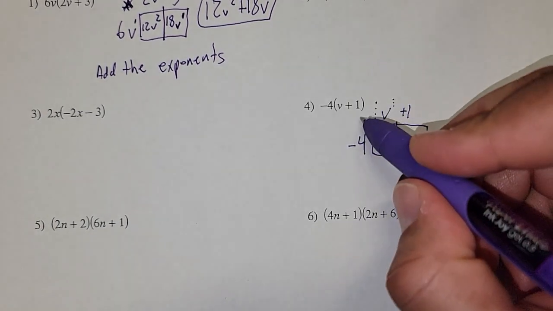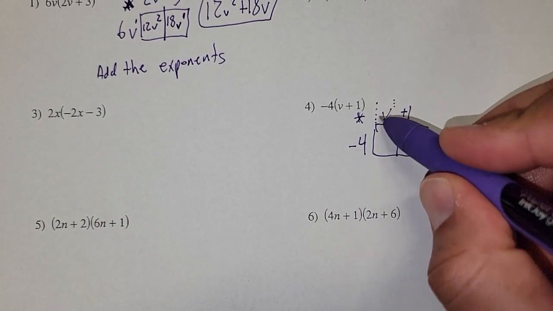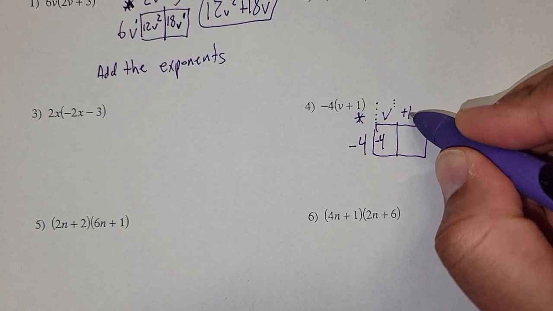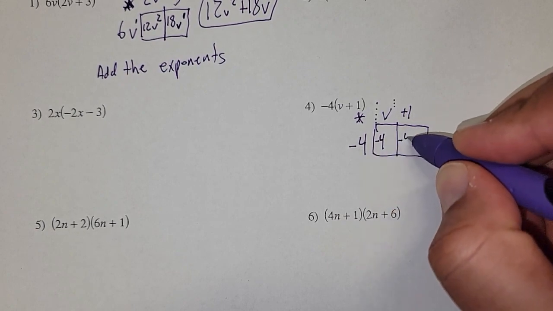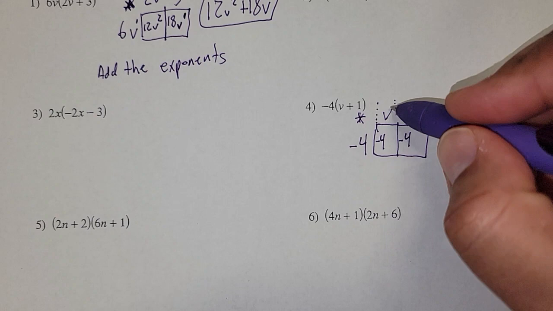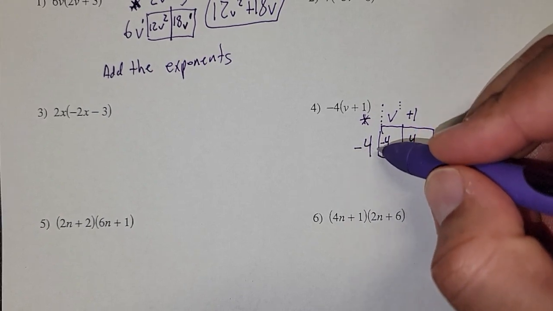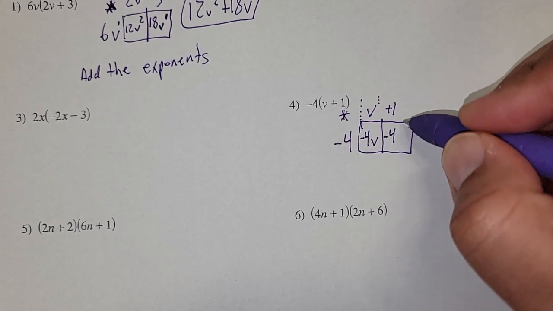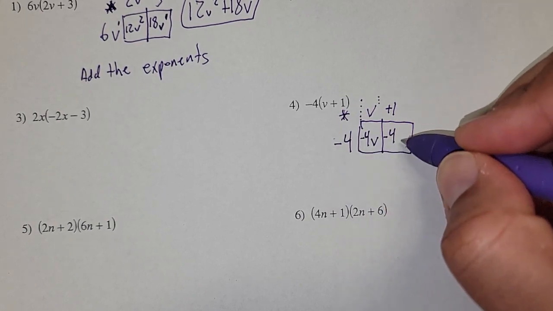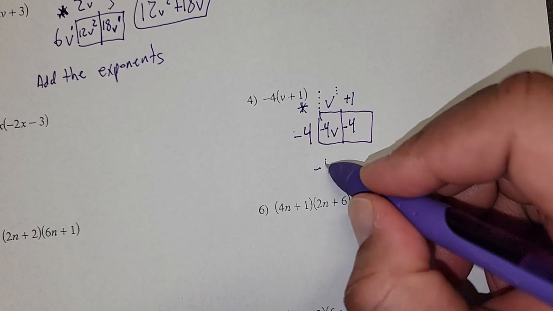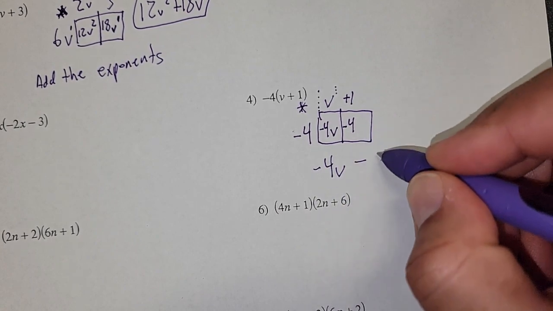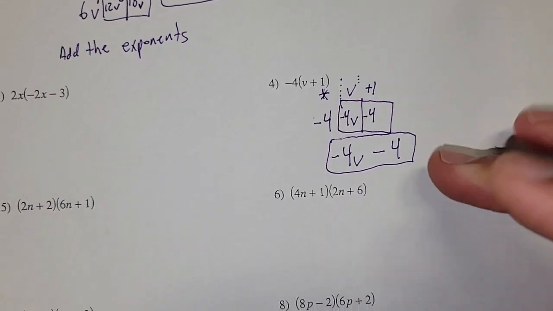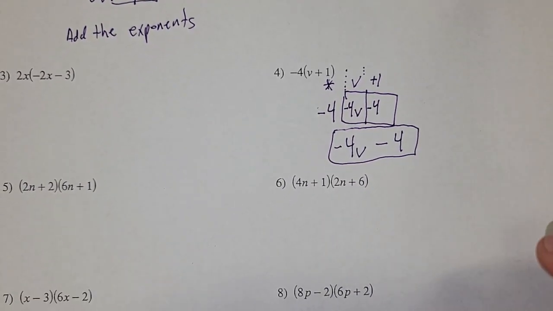So multiply the big numbers. What's 1 times -4? It's -4. 1 times -4 again, -4. Now this v has to drop into this box. There is no v with this one, so all you're going to do is put a v right here. This 1 doesn't have any variables. The -4 doesn't have any variables, so this is my answer: -4v, and then minus 4, because it's -4. That one's actually pretty confusing, even though it's really easy.